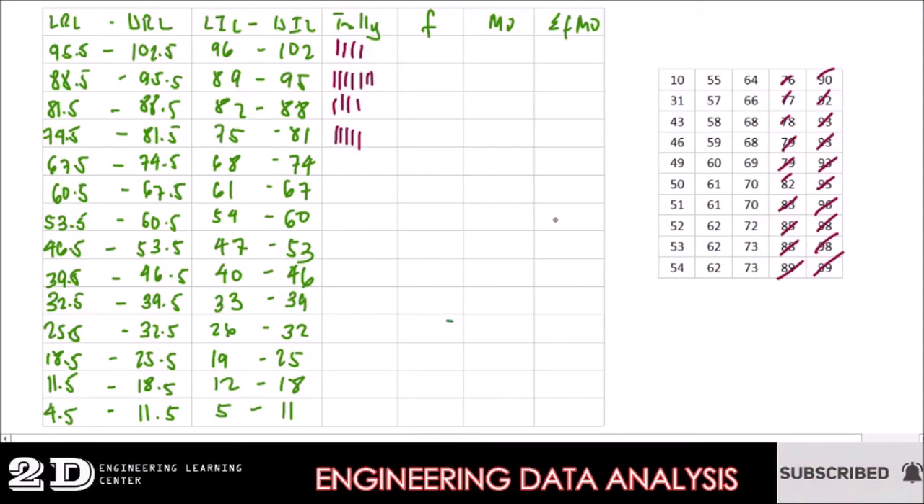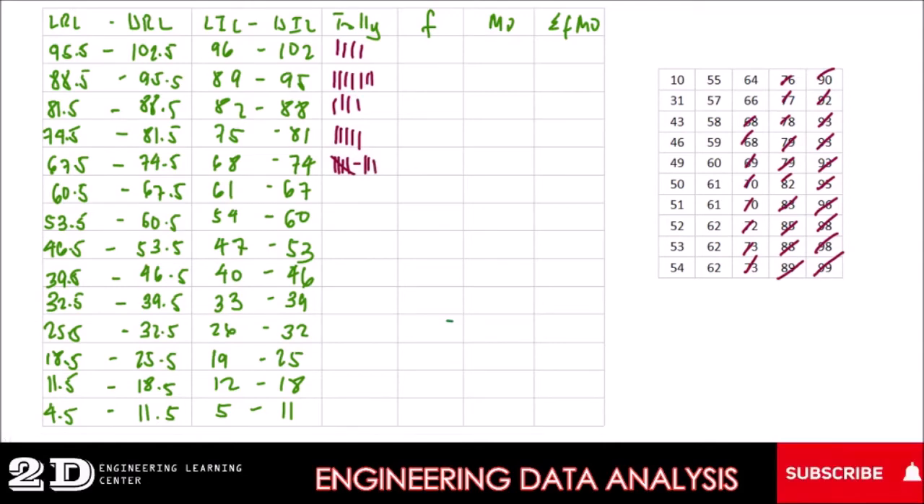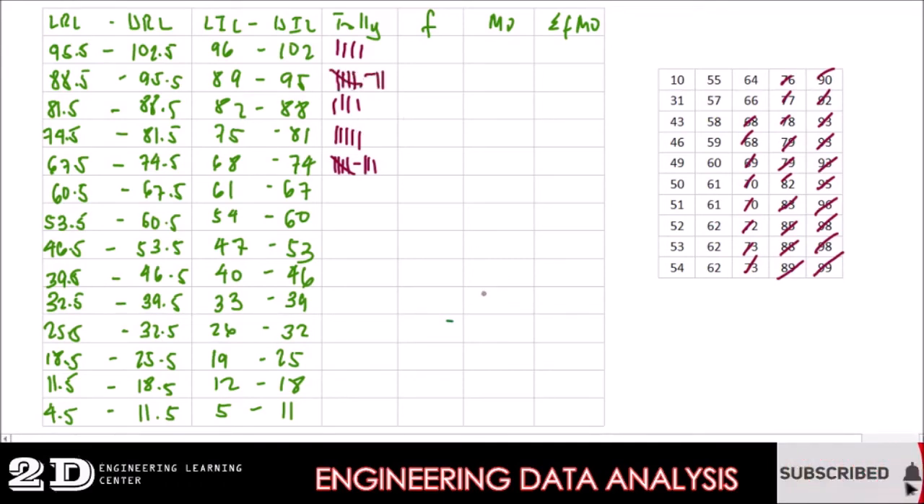Then from 68 to 74, we have 1, 2, 3, 4, 5, 6, 7, 8. So this will be 8. Then the next one, 1, 2, 3, 4, 5, 6, 7, 8, we just have this one as a group, so this is 7. Then you have 61 to 67, so you have 1, 2, 3, 4, 5, 6, 7.